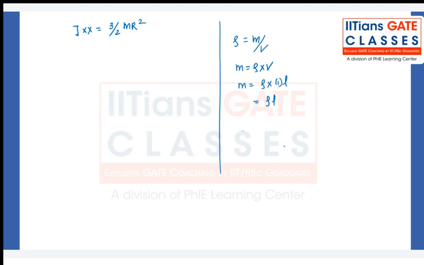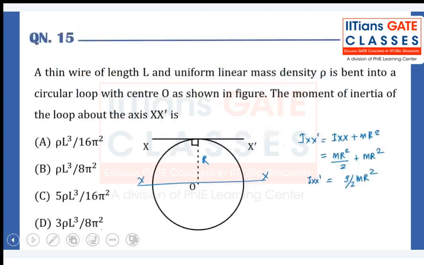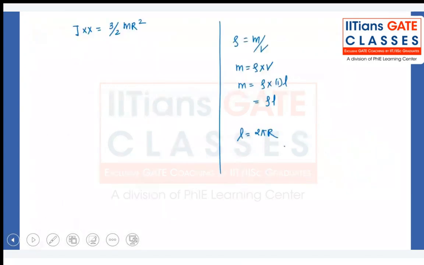Also, what is the length? The length is 2 pi capital R. Capital R is the radius of the circle and the circumference will be 2 pi r, and that will be the total length of this wire. And hence r can also be written as L by 2 pi.